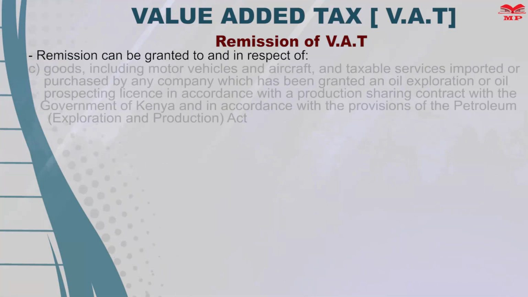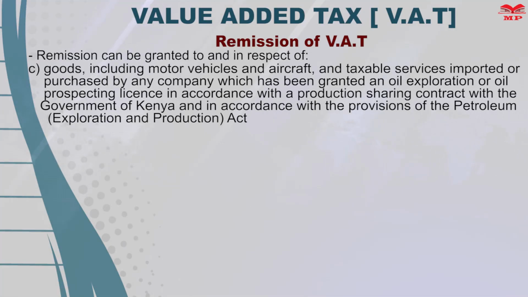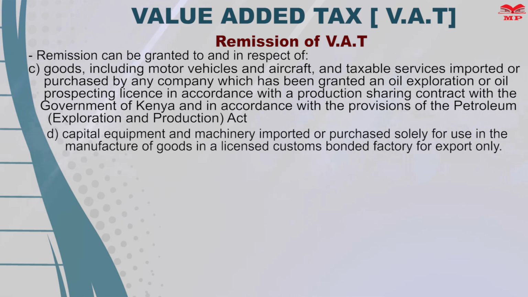Goods, including motor vehicles and aircraft, and taxable services imported or purchased by any company which has been granted an oil exploration or oil prospecting license in accordance with a production sharing contract with the government of Kenya and in accordance with the provisions of the Petroleum Act. So that is the likes of Ngamia 1, Ngamia 2. D, capital equipment and machinery imported or purchased solely for use in the manufacture of goods in a licensed customs bonded factory for export only.